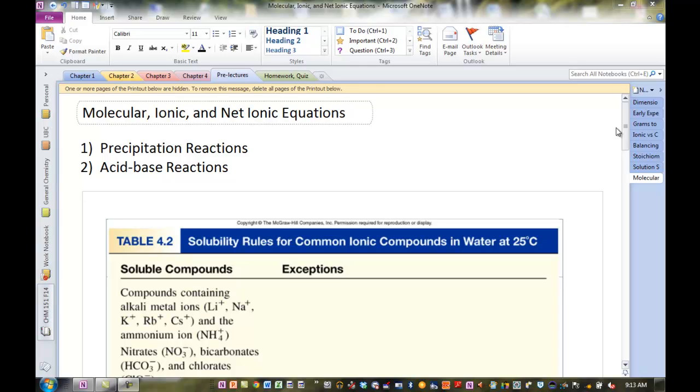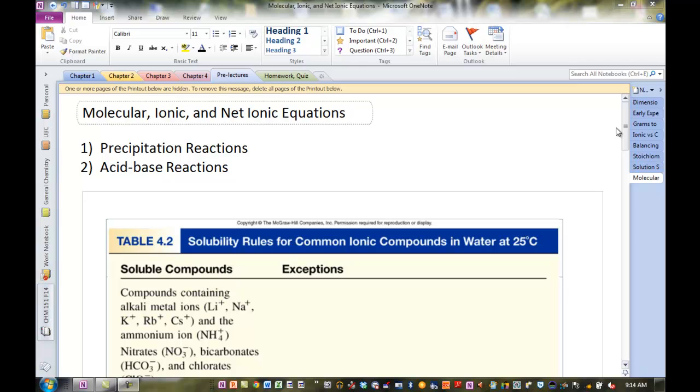Hello everybody. I would like to do a short pre-lecture on molecular, ionic, and net ionic equations for both precipitation and acid-base reactions. Okay, so really focus on these. We will practice one more of each of these in class, and plus there's more to practice in the homework, more to practice in the review quiz, and so on. But really focus on these.